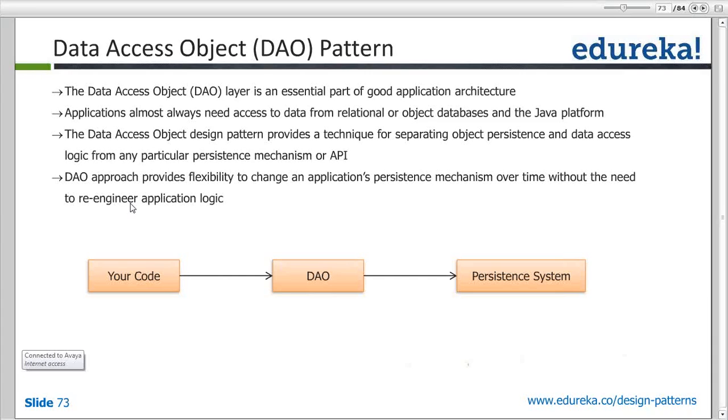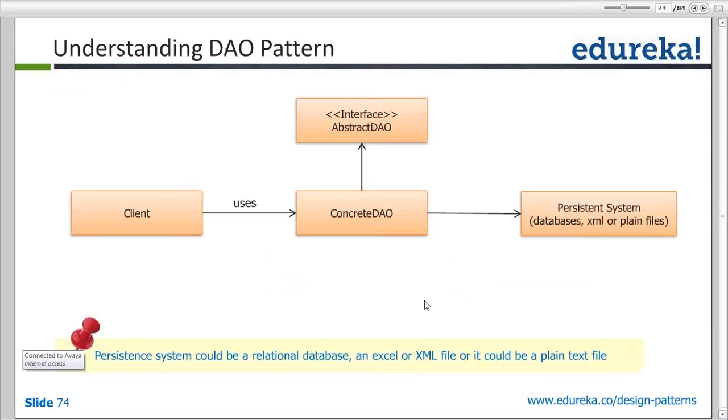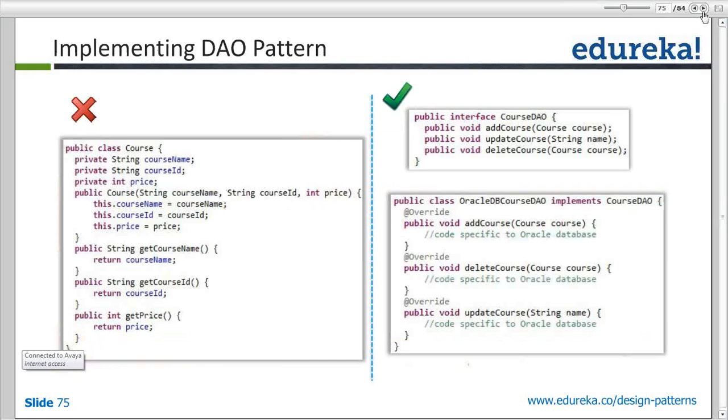If any of us has used, let's say, a file system, they will know that in order to talk to a file system, you have to open a file and put it into a wrapper like a reader and read it, or put it into a writer and write it and all that. We say don't do that, just use a DAO. So what ends up happening is client really uses a concrete DAO. There can be an abstraction of a DAO, and this concrete DAO uses the persistence system, may it be database, XML, or plain file. Let's look at the code.